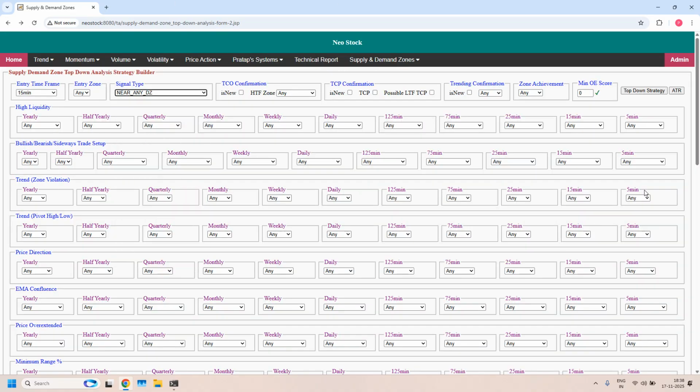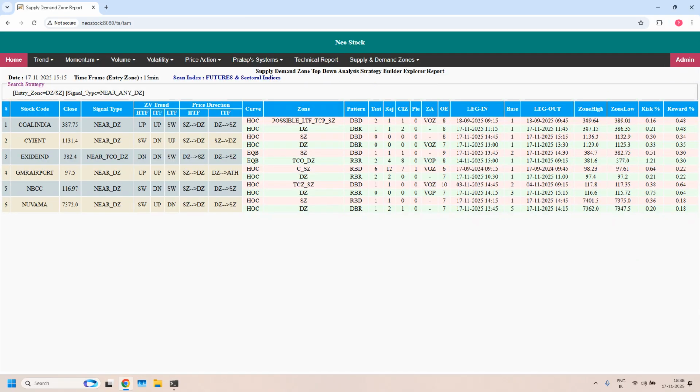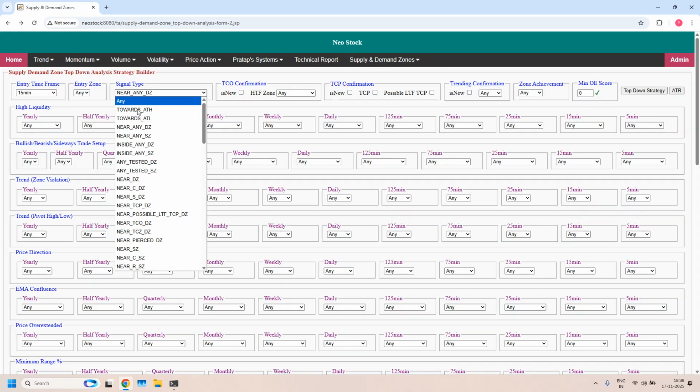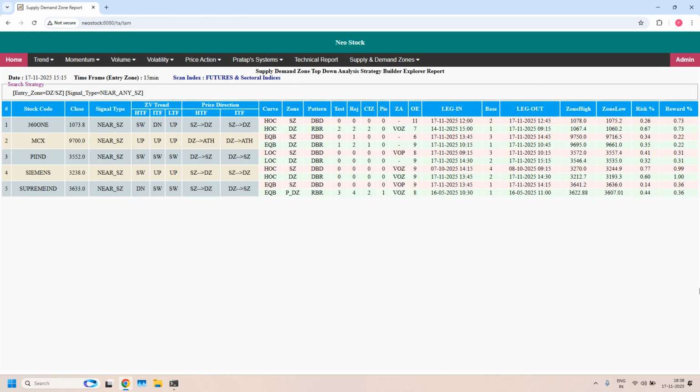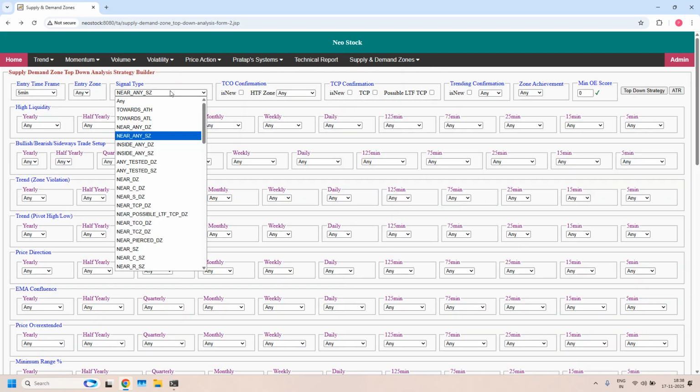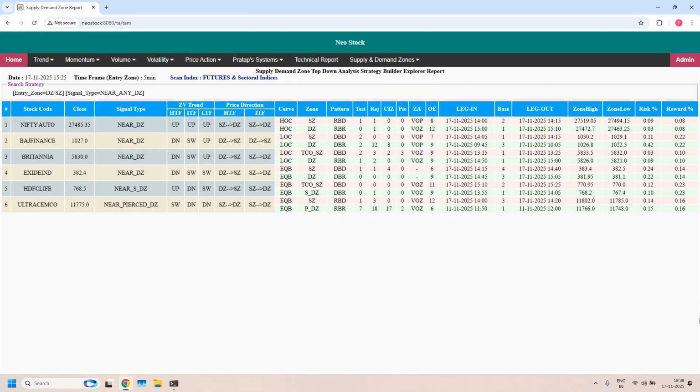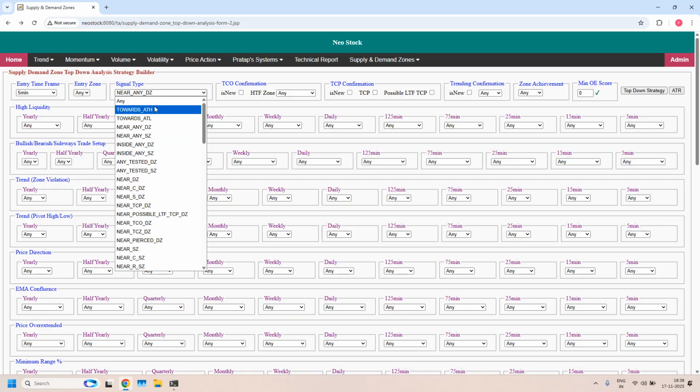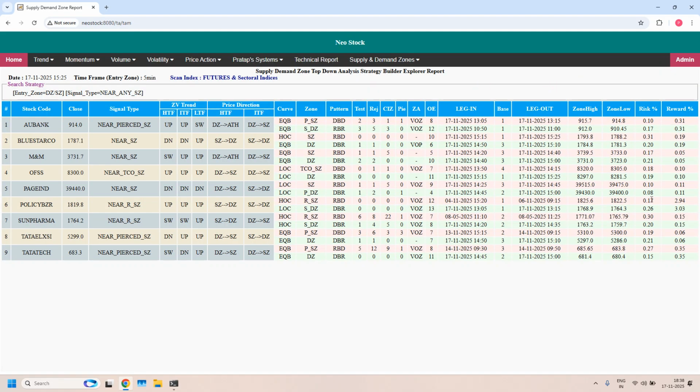Next time frame is 15 minutes. Stocks near to the 15 minutes demand zone, we got 6 stocks. Next, stocks near to the 15 minute supply zone, we got 5 stocks. Next time frame is 5 minutes. Stocks near to the 5 minutes demand zone, we got 6 stocks. Next, stocks near to the 5 minute supply zone, we got 9 stocks. So this is about stocks near demand and supply zones for different time frames.